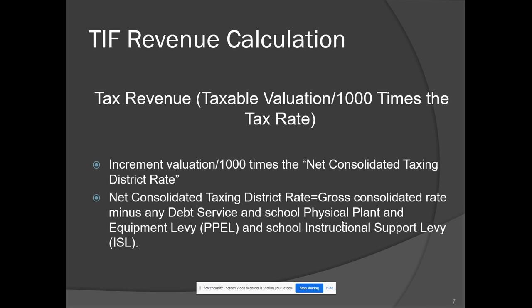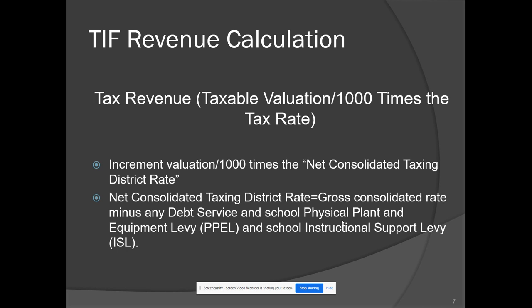Well, what does that mean? The net consolidated tax rate is our gross consolidated tax rate, but subtracting out any protected levies. So the protected levies are those that are protected in statute from being part of the TIF formula. So they are not going to be diverted for TIF revenue. They stay with the taxing entity that put them in place. So debt service is a protected levy. So if your school has a debt service levy, even on the increment, they're still going to receive the revenue of that debt service levy. It's not going to be diverted to TIF revenue.